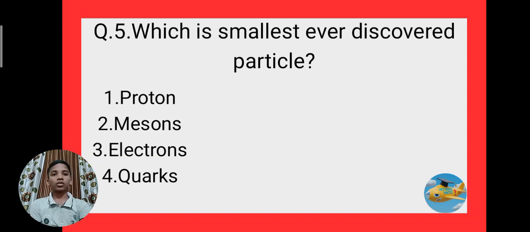Our last question for today is: which is the smallest ever discovered particle? Option number 1, proton. Option number 2, mesons. Option number 3, electrons. Option number 4, quarks. Your 5 seconds starts now.